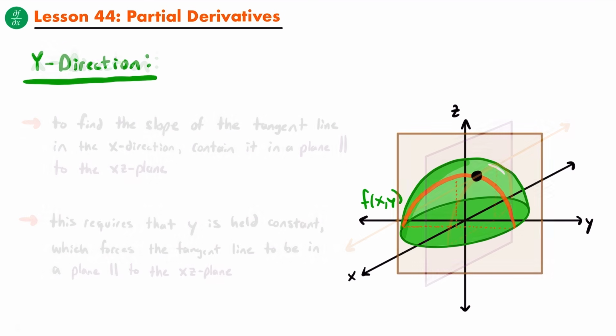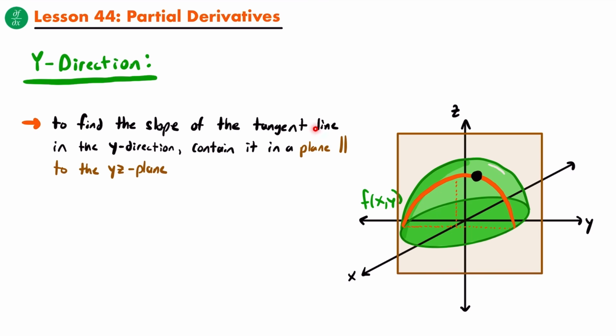Now on the flip side, for the y direction, to find the slope of the tangent line in the y direction, what we have to do is contain it in a plane parallel to the yz plane. And so for example, take a look at this plane I've drawn here. This is a plane parallel to the yz plane that I've drawn such that it cuts through this point on the surface, creating another level curve, but this time where the tangent line to that curve at that point would be the tangent line in the y direction. It would be parallel to the y-axis. All right, so that tangent line might look something like this. This would be the only tangent line at that point along this level curve, which is in the y direction.